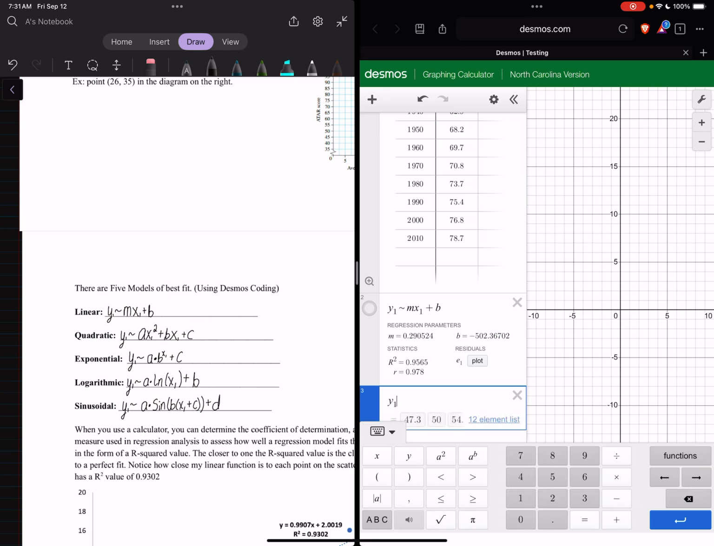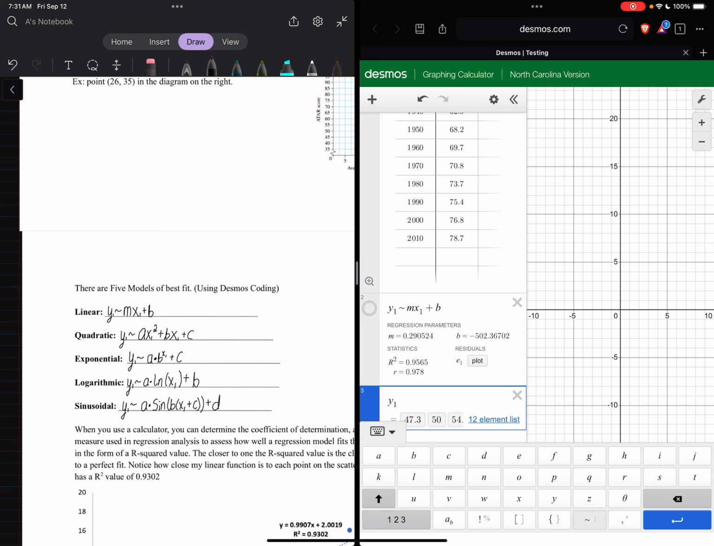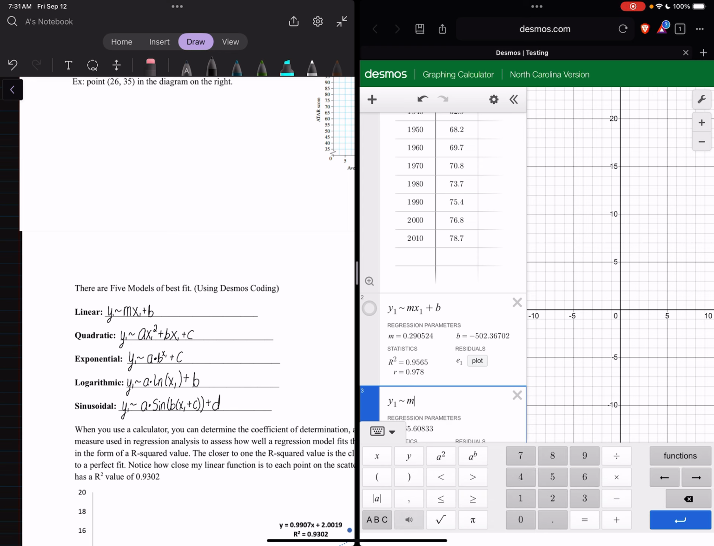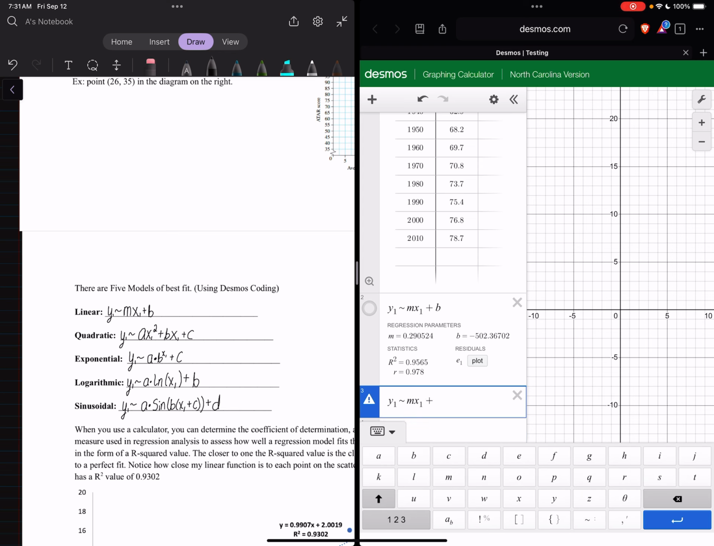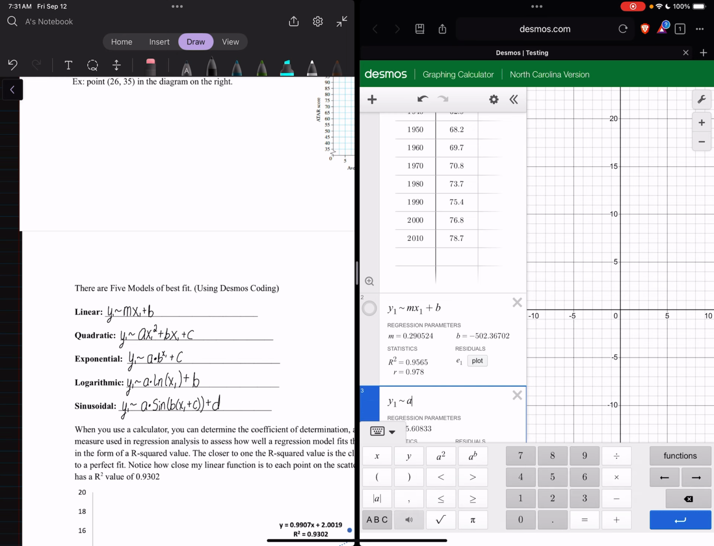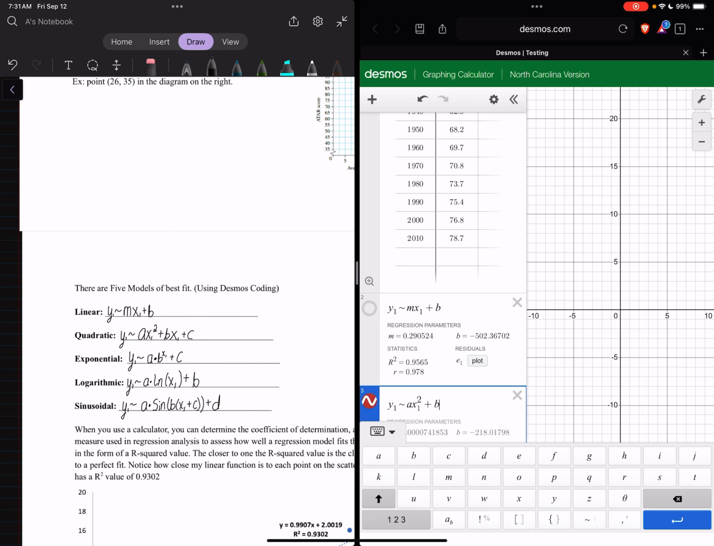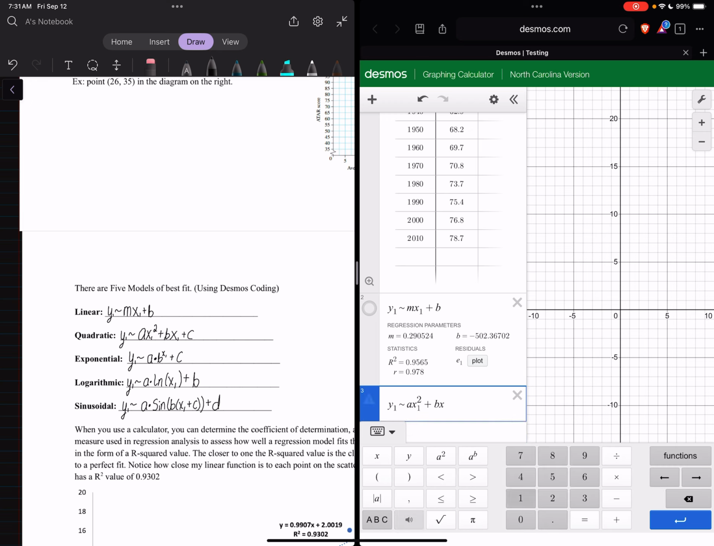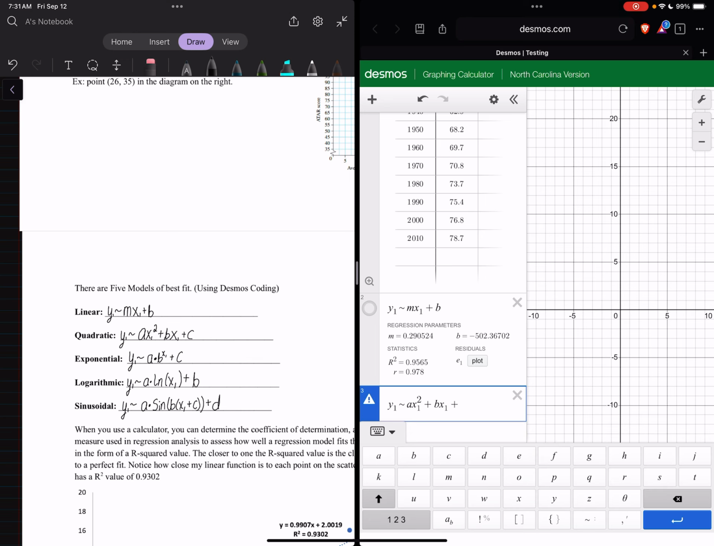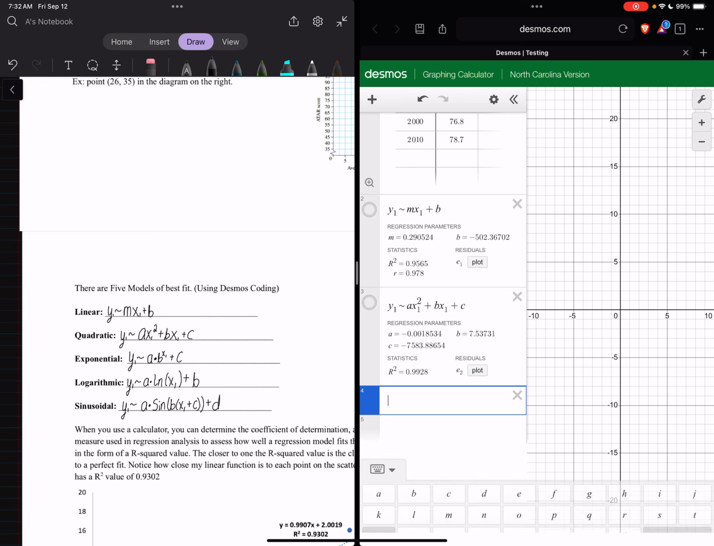So Y1 tilde MX1 plus B. That is linear again. AX1 squared plus BX1 plus C. There's my quadratic. Again, hiding that.